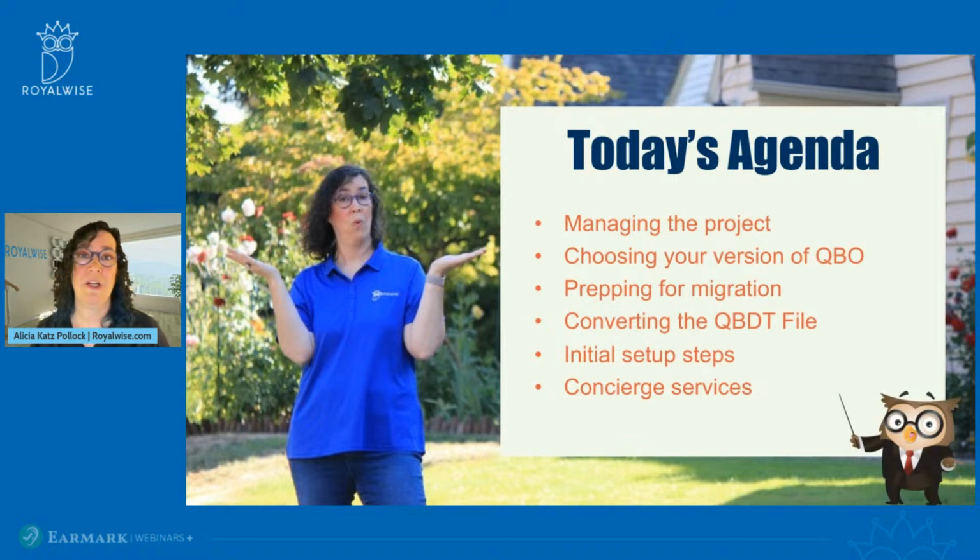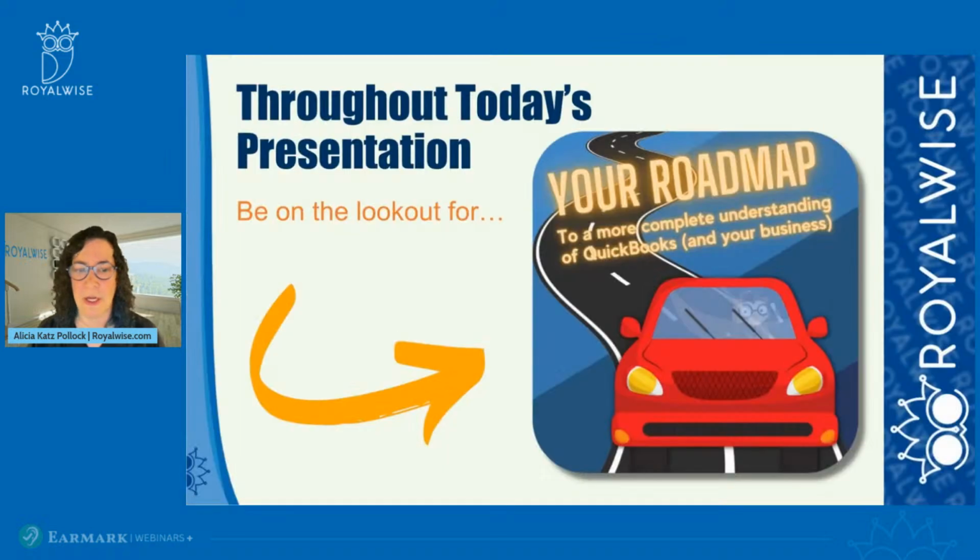In this conversation about moving from desktop to online, the way I'm going to approach the content today is, first, I want to talk about managing the project and how to think about the conversions. I'll cover a little bit about choosing your version of QuickBooks Online, how to prep your file for migration, how to actually do the conversion itself, and then, once you're converted, the initial setup steps that you absolutely have to take. Then I want to talk about some concierge services, which is the way I think about really making a comprehensive experience for your clients. Those are all the things we're going to talk about.